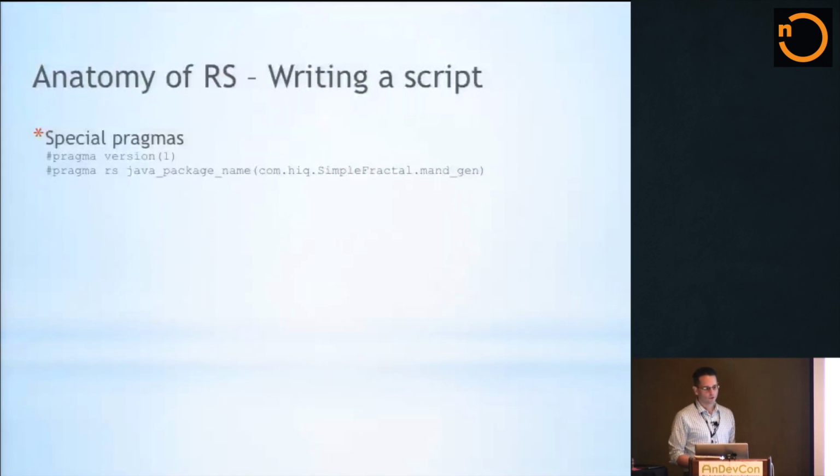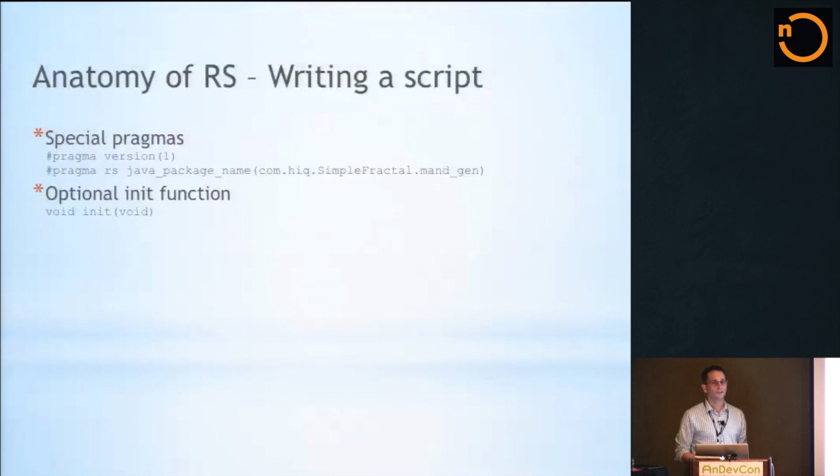You always declare version 1, and then you've got a pragma which declares your RenderScript. I don't know, can you guys see that all the way in the back? Okay, you can, good. You basically tie in the RenderScript with what the package name is in Java. And that ultimately is what's going to cause the RenderScript compiler to kick out a Java reflection class which belongs inside of this package. So this creates that mapping for you.